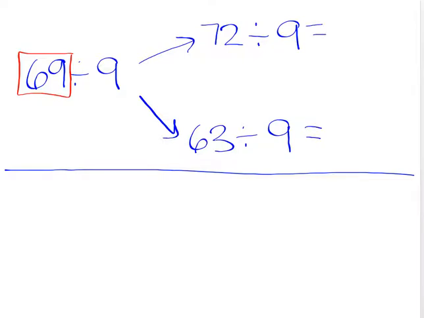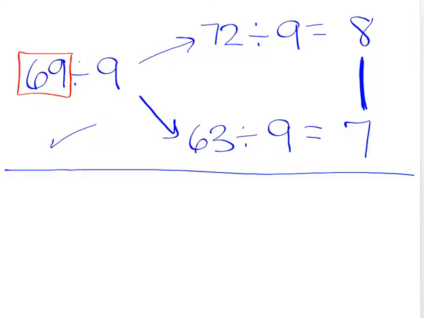And I've kind of gone both directions here. I've gone a little higher than 69 and a little lower. 72 divided by 9, of course, is 8. 63 divided by 9 is 7. And so my actual answer for 69 divided by 9 should live between 7 and 8. That makes sense because the answer is 7 remainder 6, of course. So I can be sure then that if my estimate is 7 and my real answer comes out to be 7 remainder 6, that it's been reasonable and it worked out.